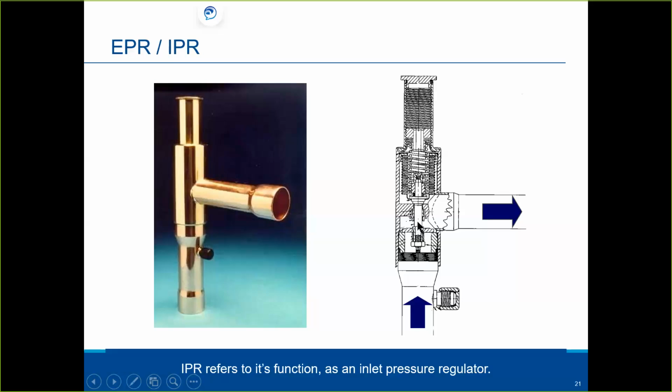You'll see later on that you can set these in supermarkets, and you can do one for each evaporator, if it's a medium temp, low temp, or whatever that looks like. IPR just refers to its function as an inlet pressure regulator, okay? And it comes through there, again, down towards the compressor.